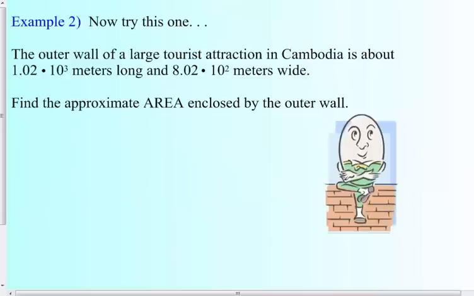Sentence answer box label. Example 2. I'm going to let you try this one on your own. The outer wall of a large tourist attraction in Cambodia is about 1.2 times 10 to the third meters long, and 8 times 10 to the second meters wide. Find the approximate area enclosed by the outer wall. So pause the video and try this one on your own, and we will go over this answer in class.